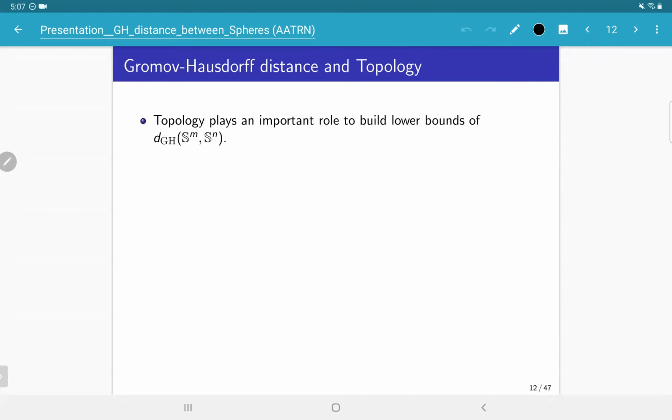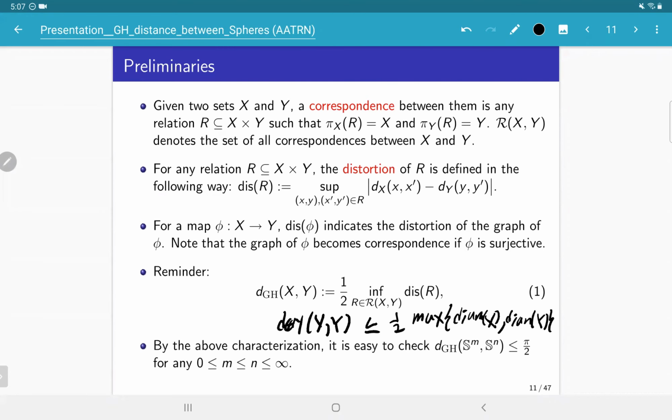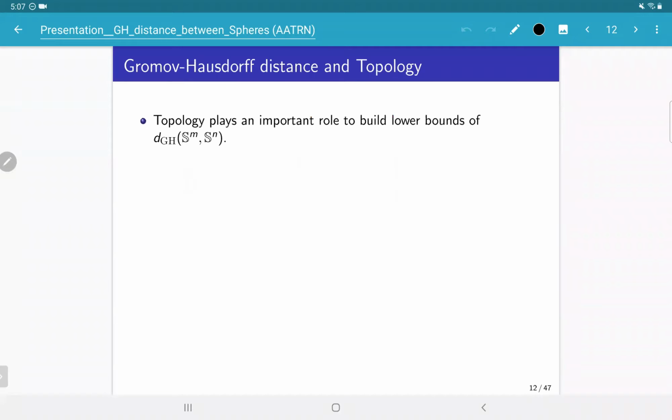Okay. So far, so good? Okay. So now let's jump into our original work.